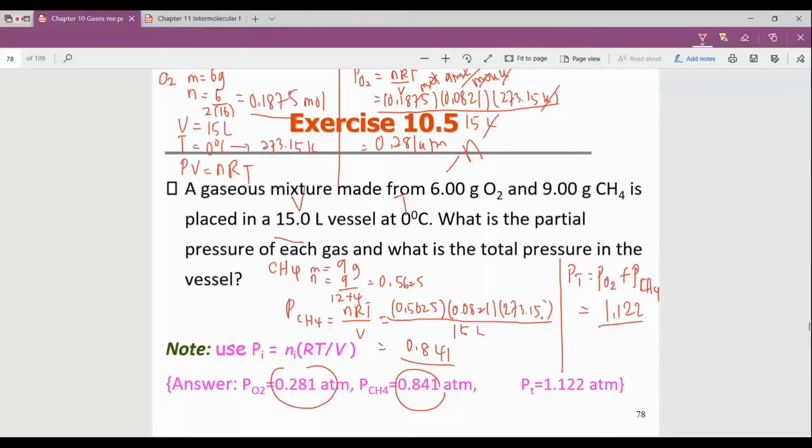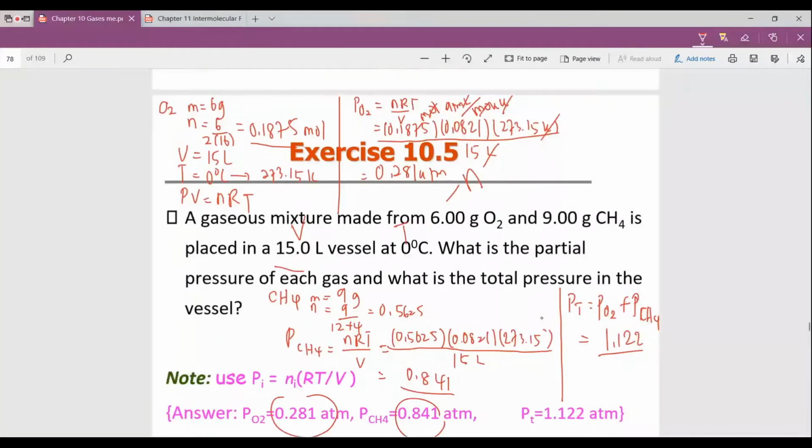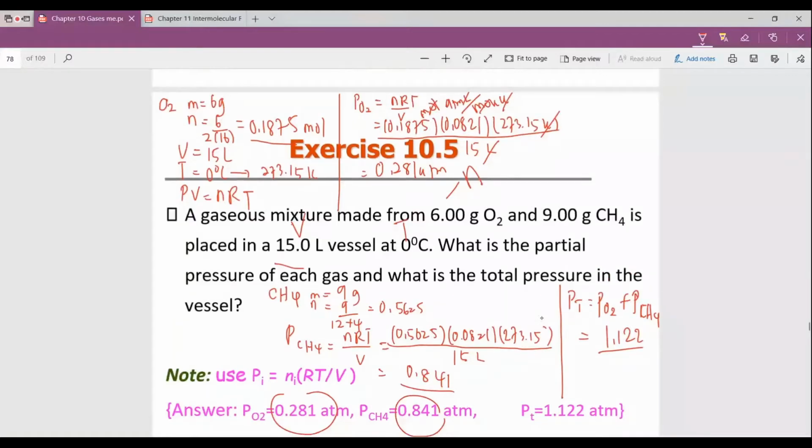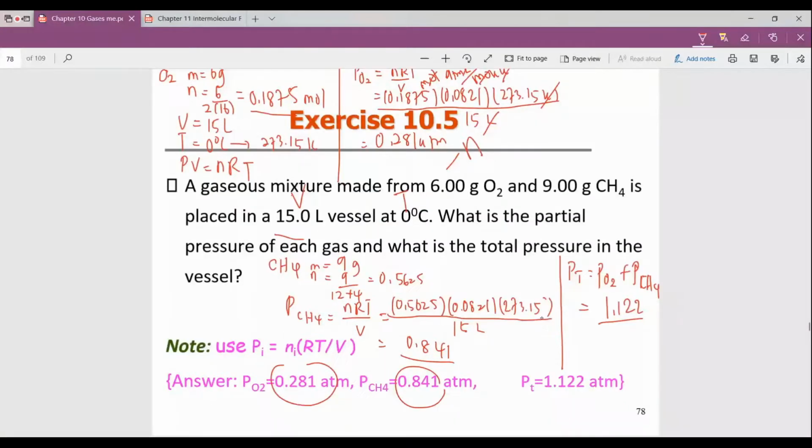Okay, follow this sequence here. Number one, number two, and number three. First, find each partial pressure for oxygen and CH4. Then you get the total pressure. That's it. Okay, then next, 10.6.